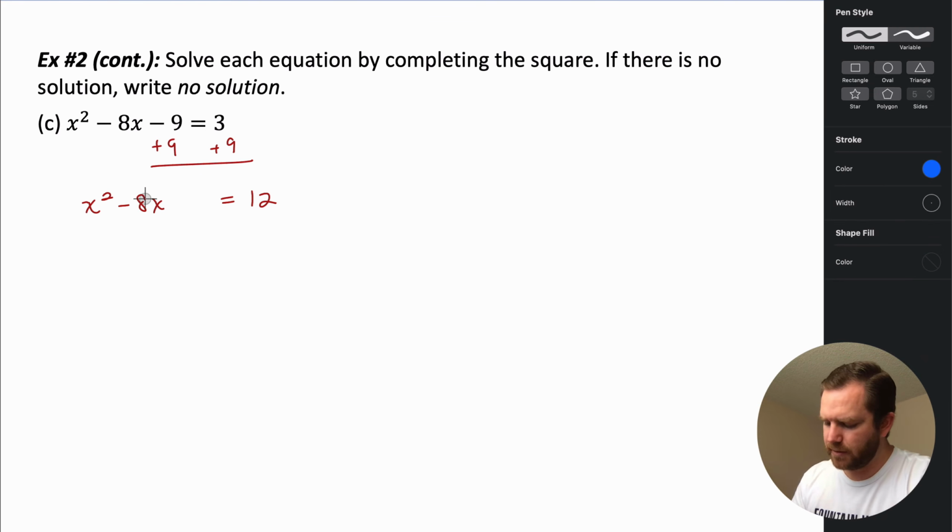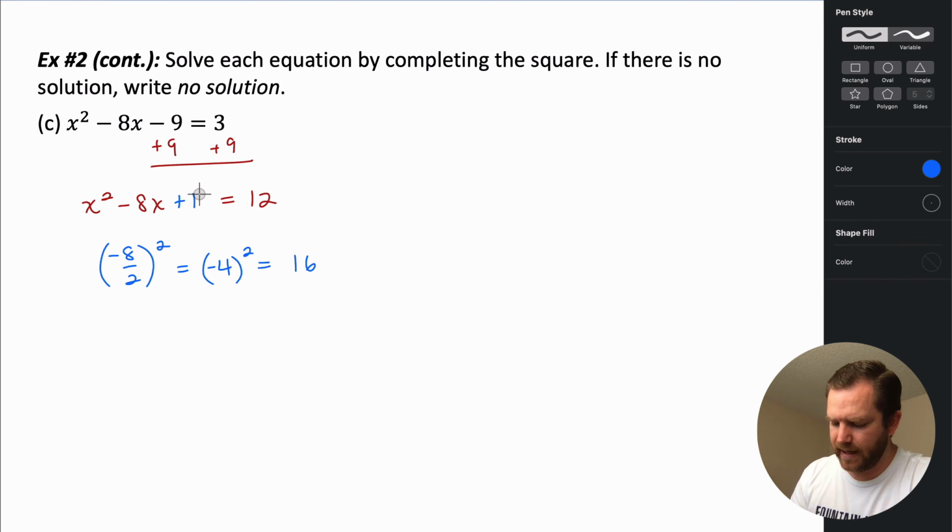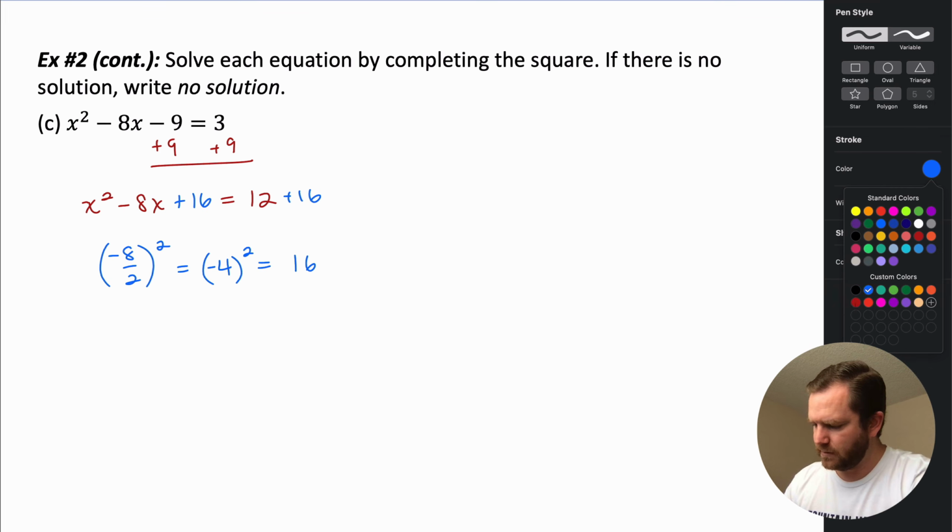Okay, so take the middle term, take the value of b, divide by 2, and square. So negative 8 divided by 2, that's negative 4. Negative 4 squared is positive 16, right? A negative times a negative. So we're going to add 16 here. Plus 16.